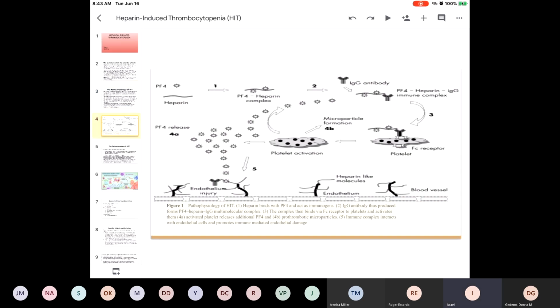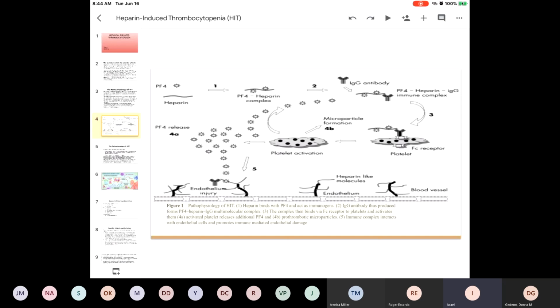So here's a diagram. This is a figure of how it actually happens. The pathophysiology of heparin-induced thrombocytopenia. So as you see, number one, the heparin binds to the PF4 and acts as immunogens. Then number two, the IgG antibody forms the PF4 heparin and IgG multi-molecular complex. Then number three, the complex binds via Fc receptors to platelets and activates them.